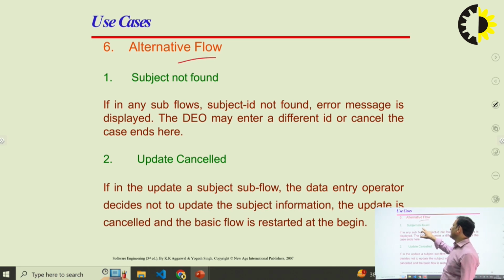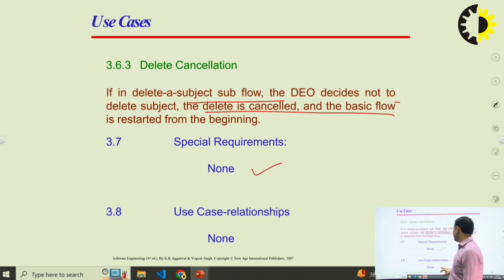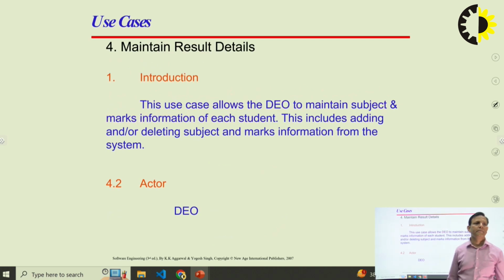In the alternative flows: if the subject is not found, or the update is cancelled. Delete cancellation, the delete a subject flow: the DEO decides not to delete the subject. It is cancelled and the basic flow is restarted from the beginning. There is no special requirement. Use case relation is none. Maintain the results details. You can maintain the result details, subject and mark information of each student.